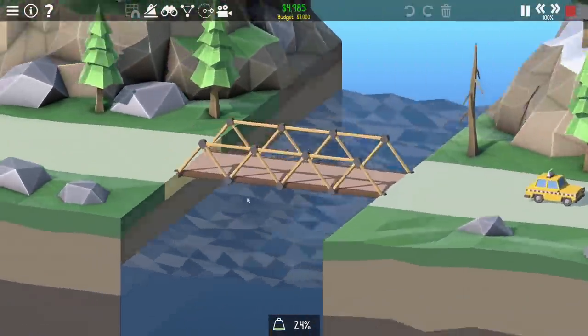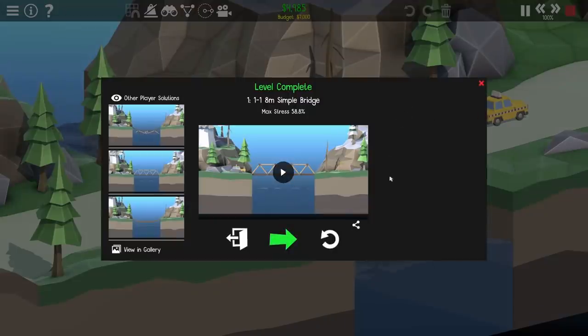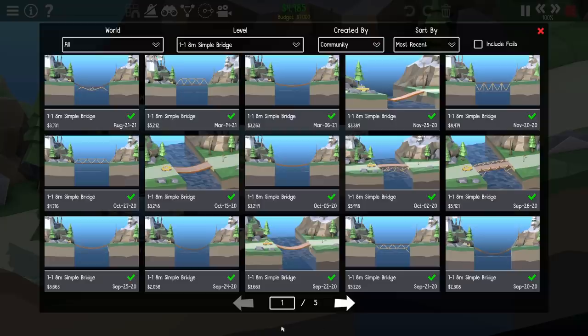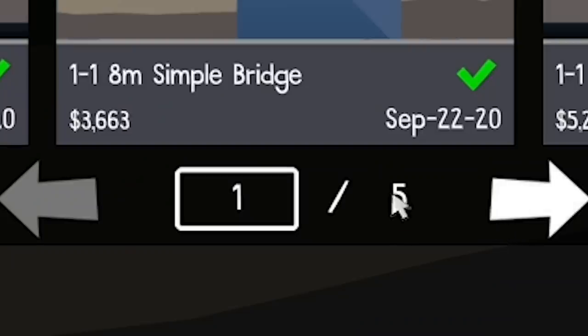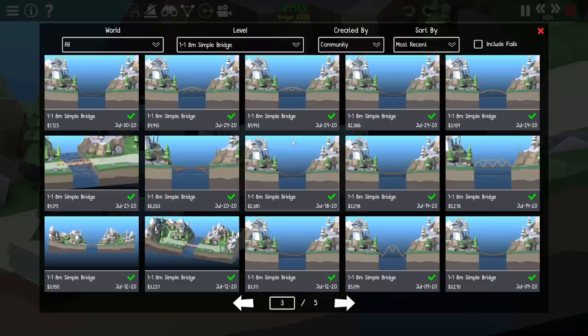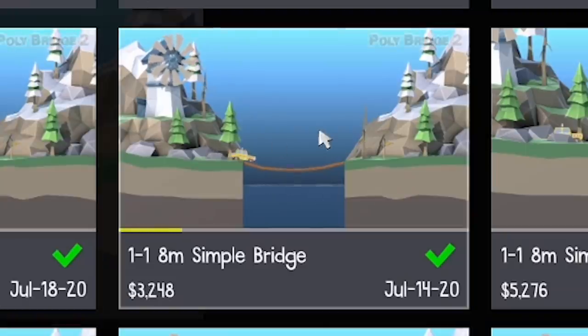And we're in 3D. We're in Polybridge 2. No leaderboards, though, which is a slight downside. But if we go in the gallery, we can see how many people are actually aware of this. Only 5 pages worth. Interesting. And most people... They're all just dangling roads, you bastards.